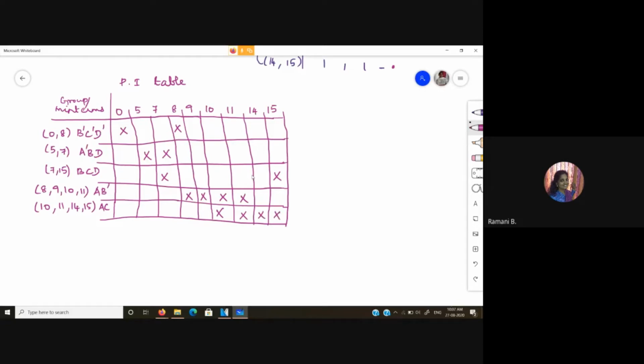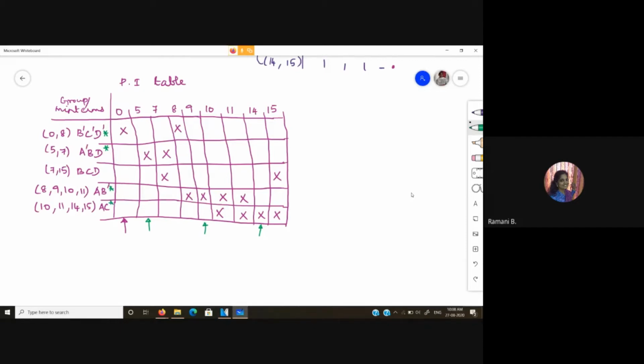Okay. So next thing we see is single X mark, and the corresponding term we call it as the essential prime implicant. So I mark a star over there. So this is an essential prime implicant. Here again I have single X mark, so this is also an essential prime implicant. Then here I have single X mark, so this is also an essential prime implicant. And then here I have single tick mark, single X mark. So this is also an essential prime implicant.